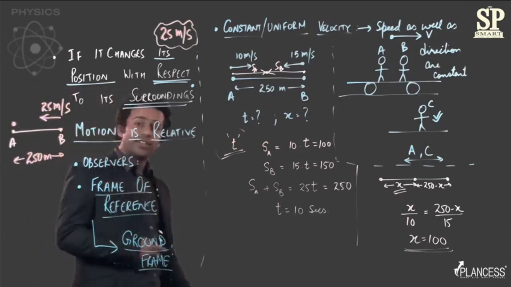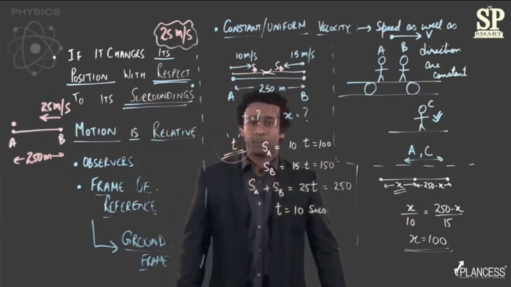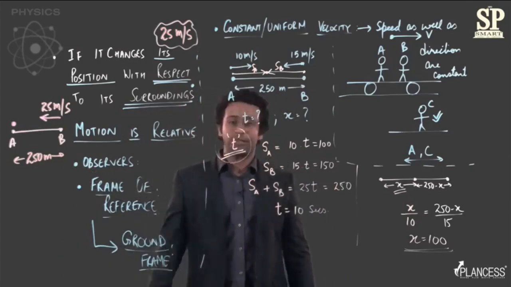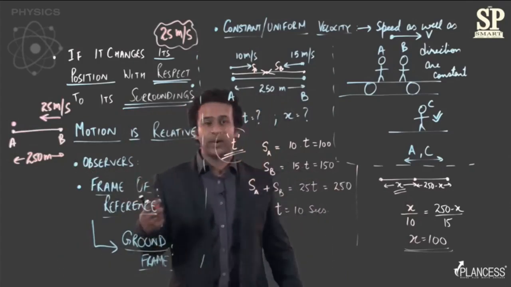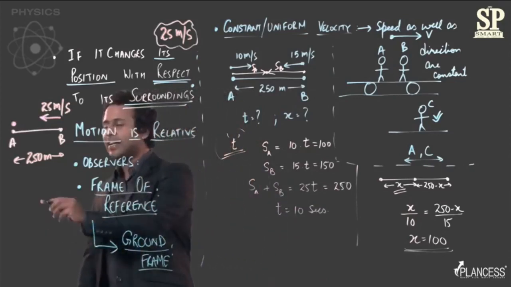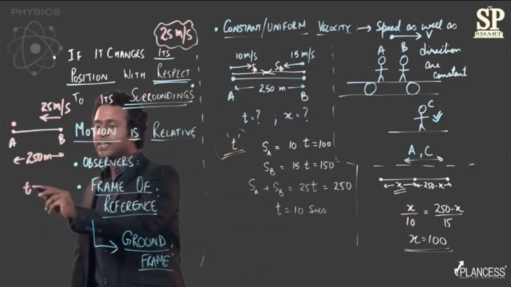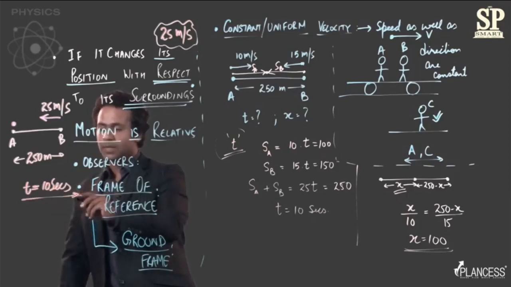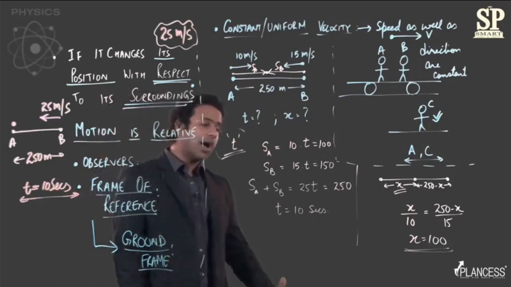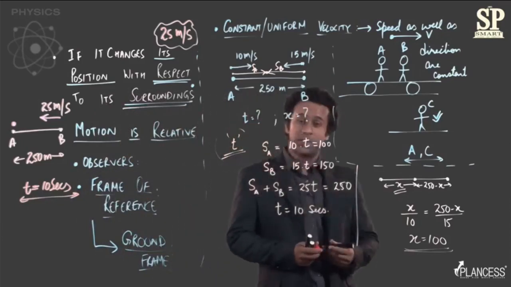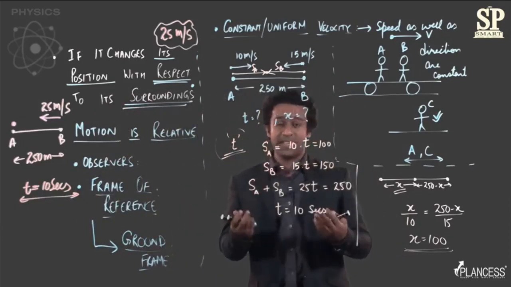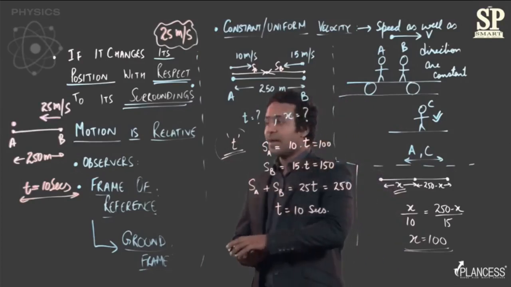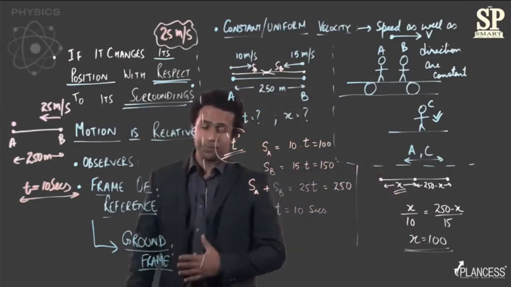So for A, this problem is very simple. He sees that the distance is 250 meters, the speed of B is 25 meters per second, so he can easily tell you that the time after which B reaches him is 10 seconds. So we saw how if you choose a suitable observer, the problem can be really simplified. And this is something we will learn as we move along.